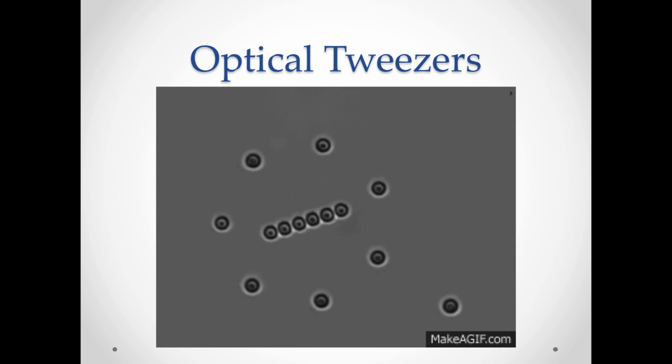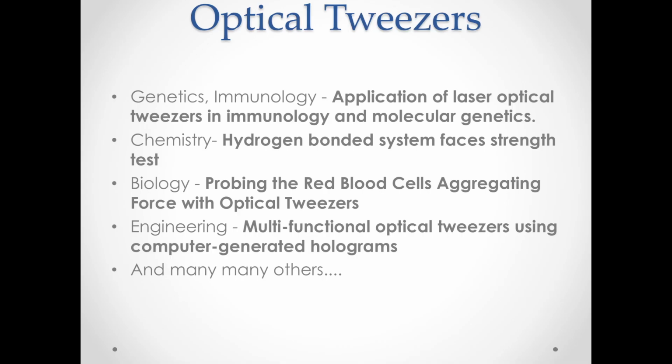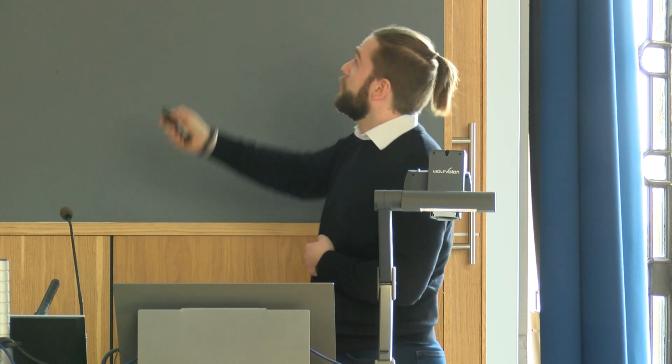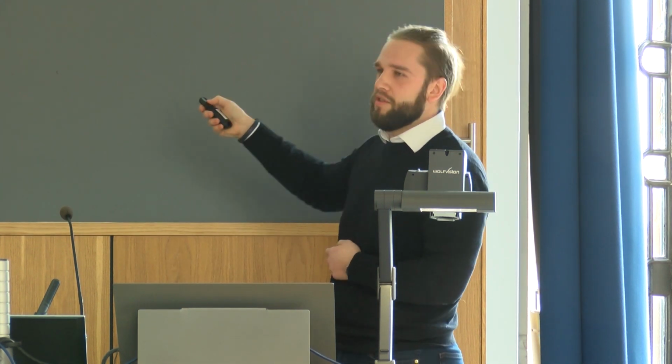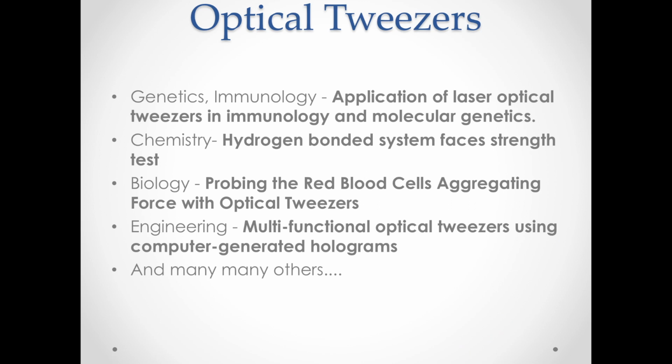Just to name a few of them: genetics, immunology, chemistry. Any biology students here? No? Oh, there's one. You can use optical tweezers to probe the red blood cells' aggregating force. I don't know what it means, but you can do it. Right. So optical tweezers, very useful.